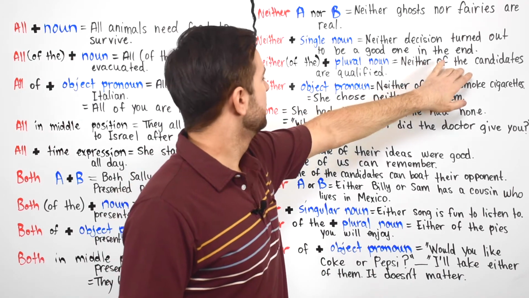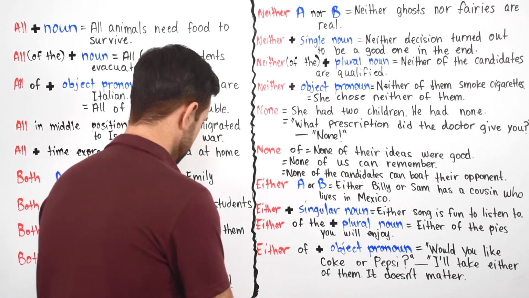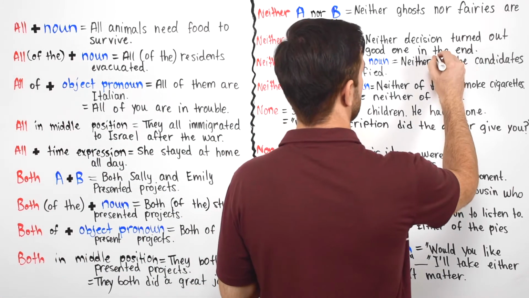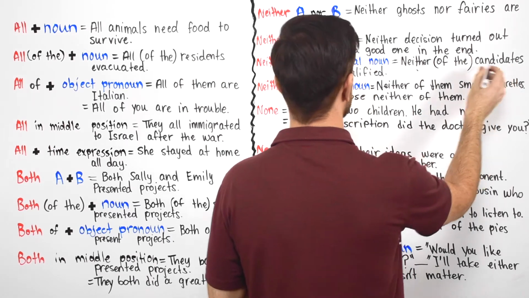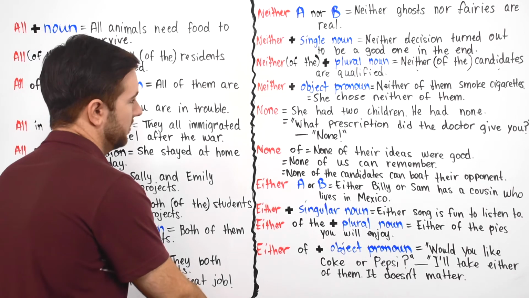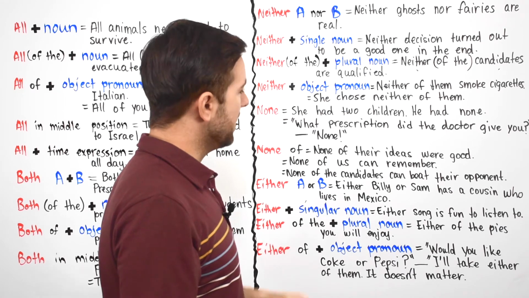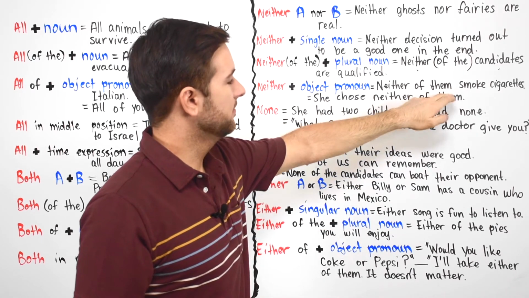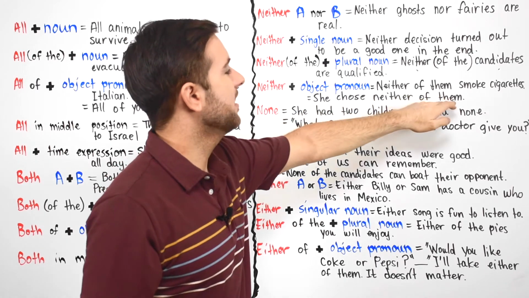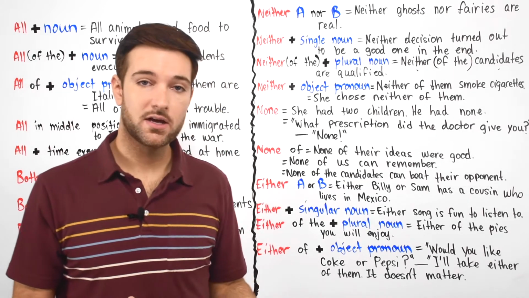Neither of the candidates are qualified. Notice here that we do not have those parentheses, but you can also say neither candidates are qualified. Neither of the candidates are qualified. Neither candidates are qualified. Neither plus object pronoun. Neither of them, them is an object pronoun, smoke cigarettes. And she chose neither of them. Object pronoun. All right, so that's all with neither, guys.